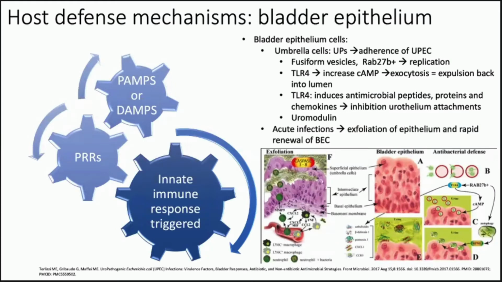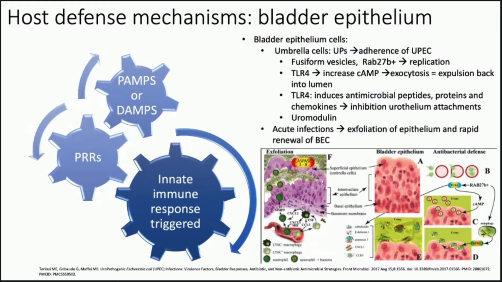And then we'll see that toll-like receptor 4 also induces the production of soluble factors that are secreted by the bladder epithelial cells, including antimicrobial peptides, proteins, and chemokines.